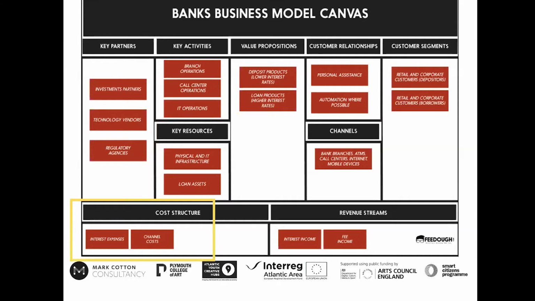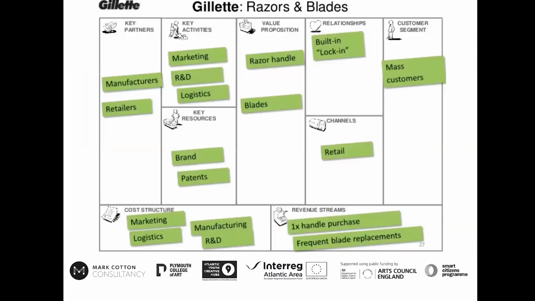The cost structure is essentially their interest expenses, so the money that they have to pay out in interest to borrowers, and the channel costs. So what does it cost to get their products to market? And they make their money through generating interest and fees through the products and services that they take to market. Here's another one.